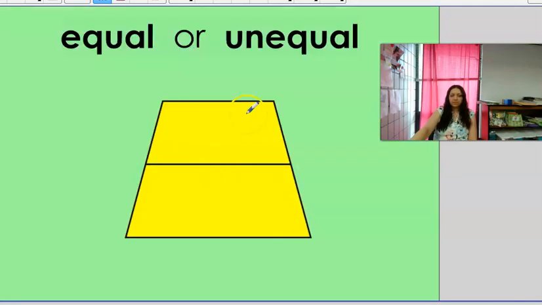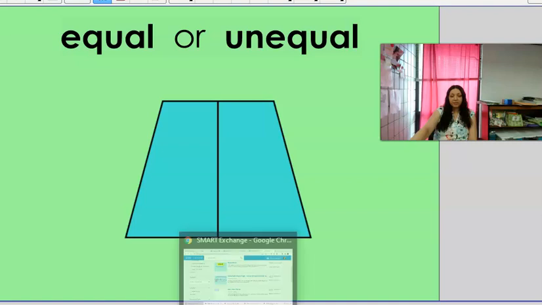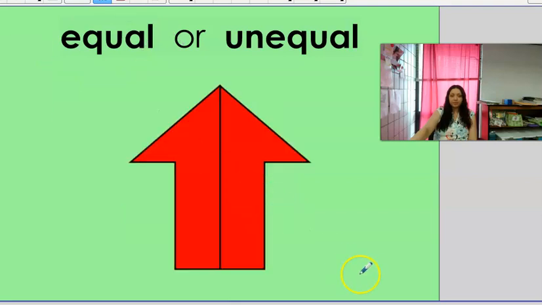Okay, so here's what we're going to say. Equal or unequal? This is actually unequal, because look, the length down here is longer than the length at the bottom of this other trapezoid. So it's actually unequal. Even though it's very similar, they are not the same size. Okay, what about this one? Equal or unequal? That's right, equal. If I was to fold that in half, it would fit right on top of each other and be an equal shape.